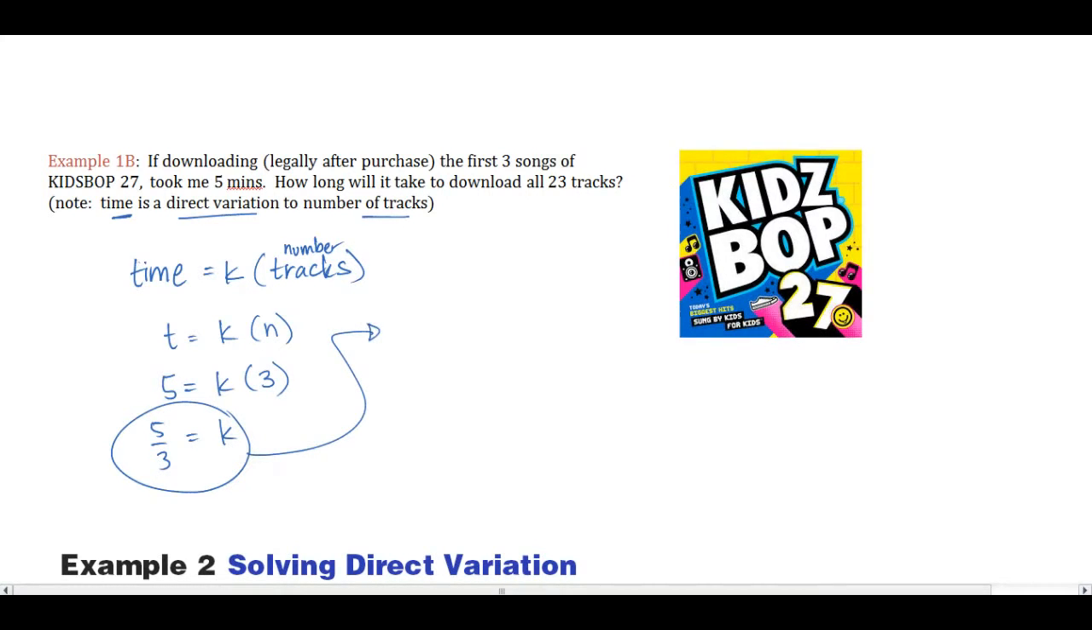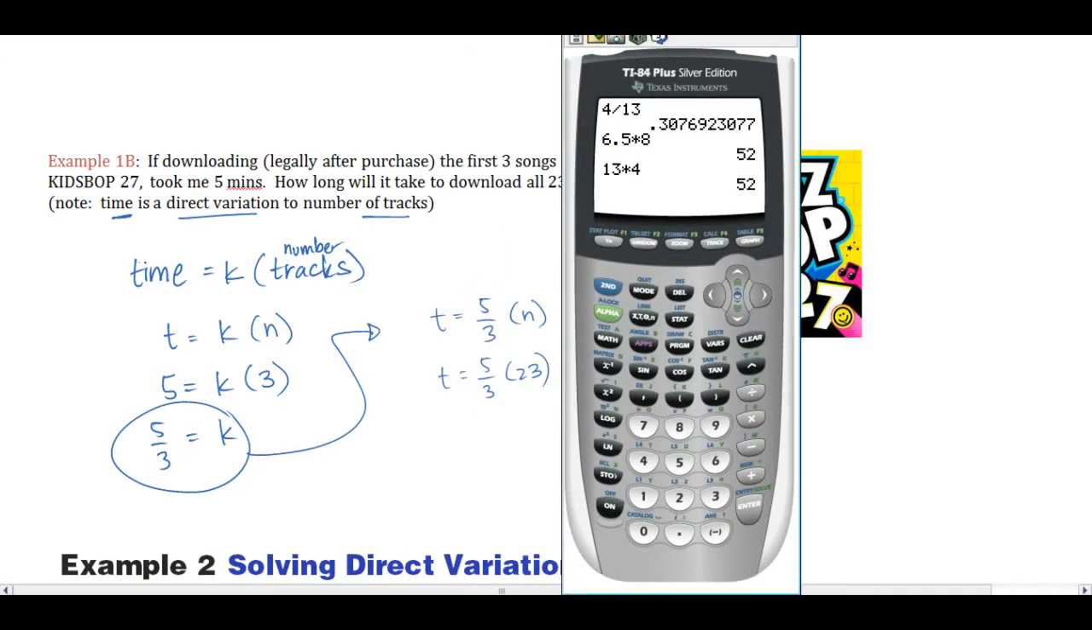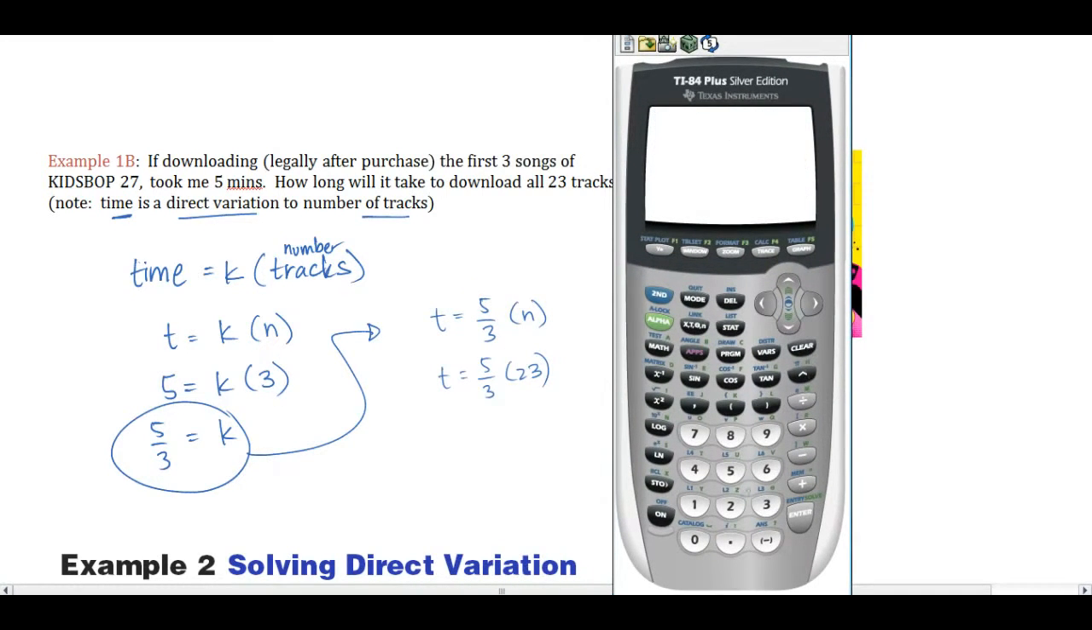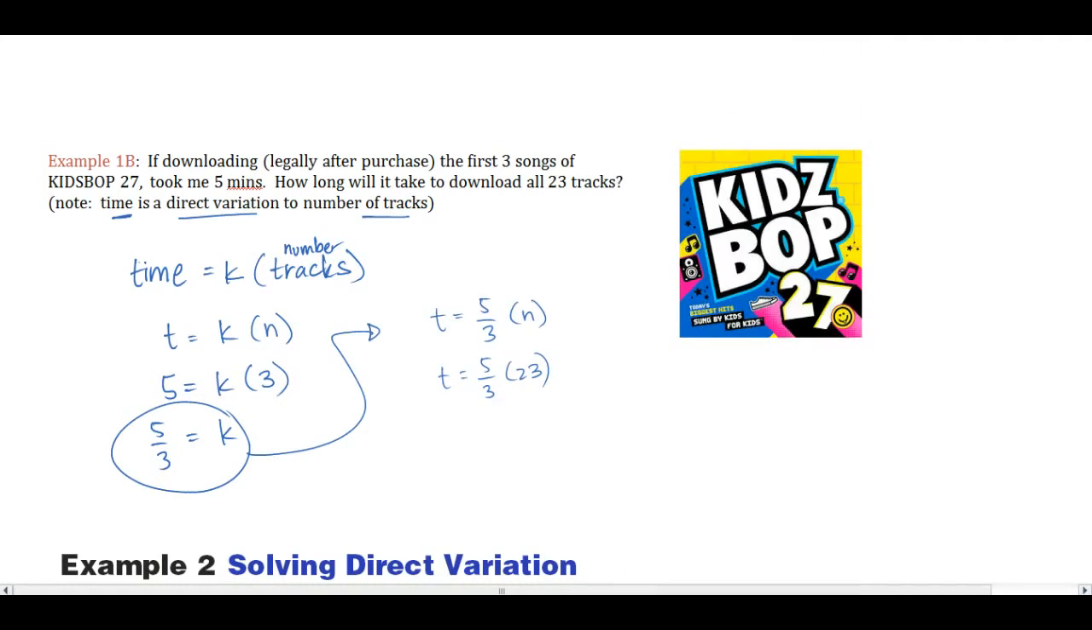So now if I make my equation, the time it would take would be 5/3 times the number of tracks. And now that I know the number of tracks is 23, if you look at the Kids Bop album, you'll see 23. You will just grab a calculator then, and you will type this in and see what you get. So it looks to me like I have 5 times 23 divided by 3. It's going to take me about 38.3 minutes before I can start enjoying the beautiful music of Kids Bop.